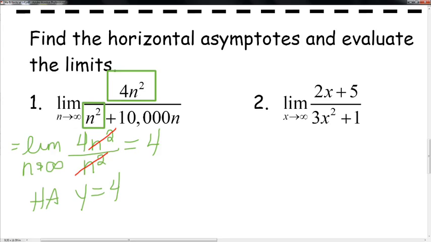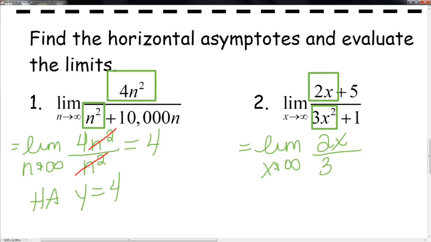Now let's go over and look at number 2. Notice again, I'm going to go ahead and box the highest degrees because we want to compare their growth rates. And so I have a 2x over a 3x squared. So I have a linear function over a quadratic. And so I'm just going to focus in on those. With my linear function, I have a 2x. With my quadratic is 3x squared.